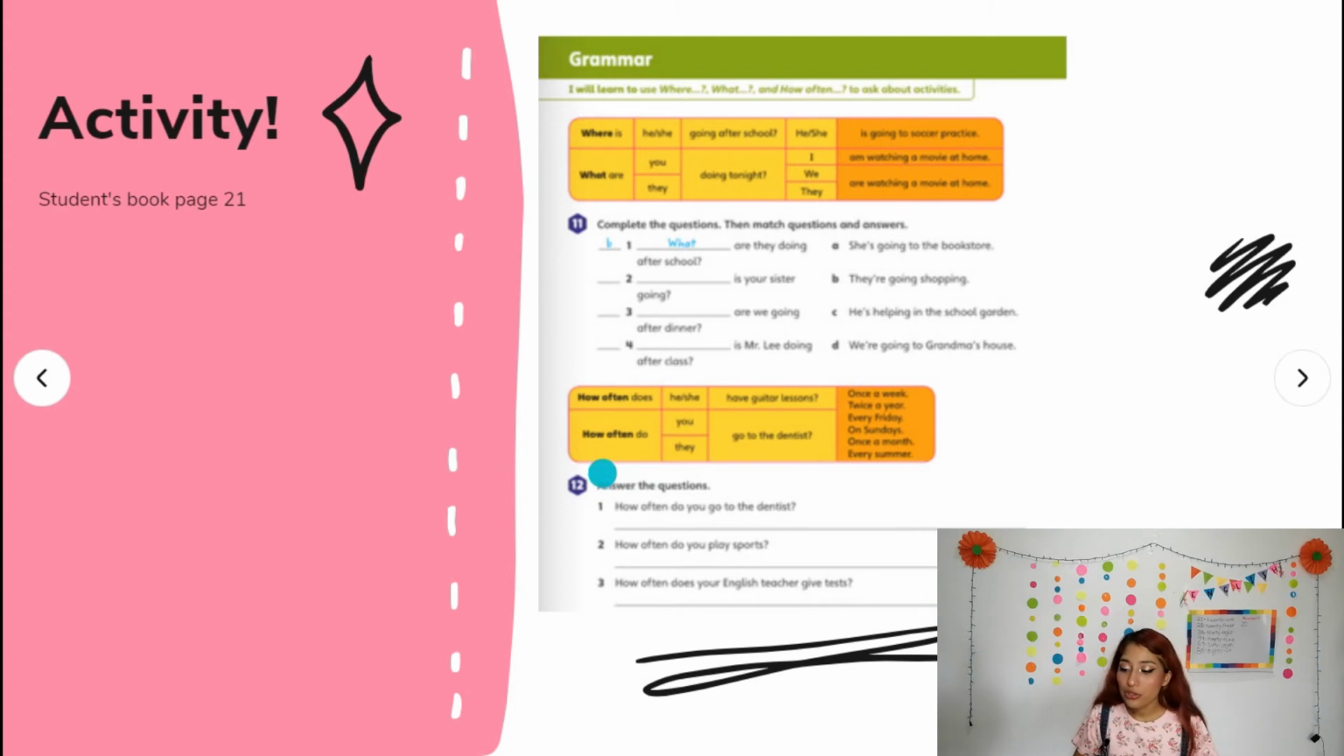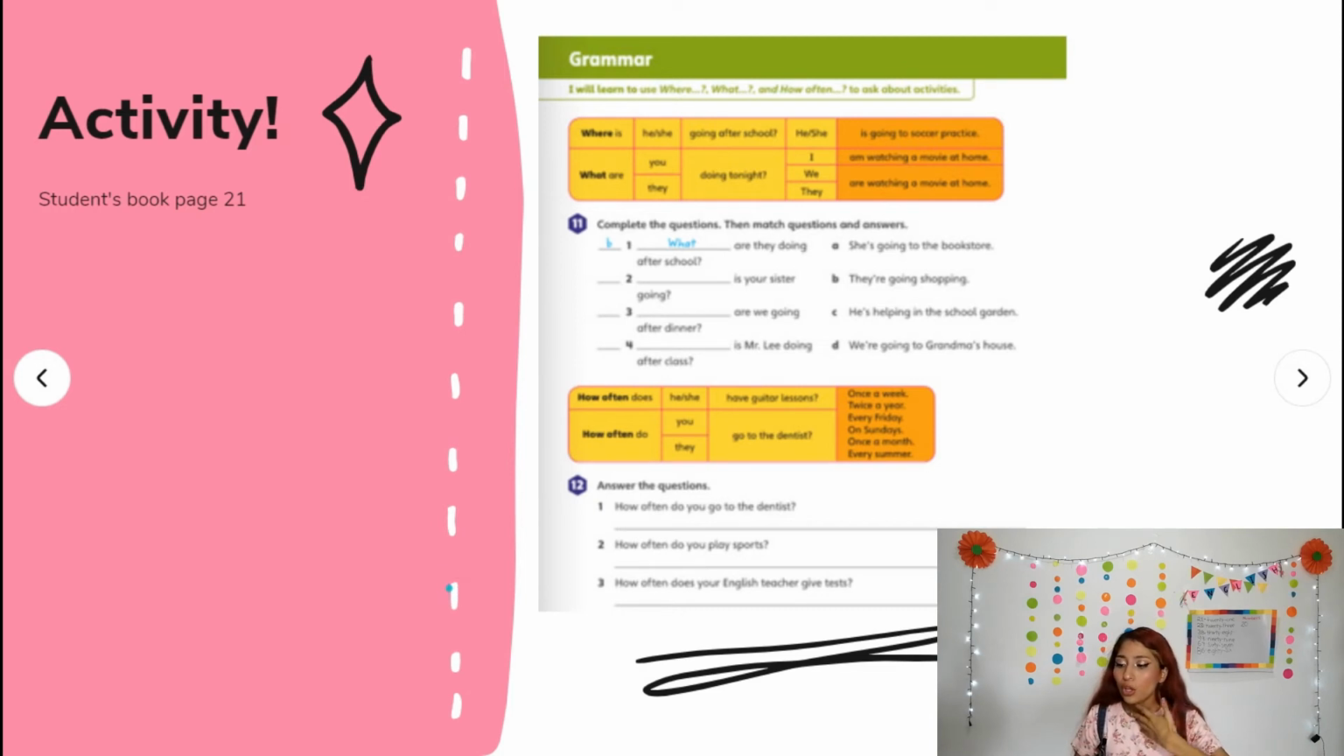So the next question says, how often do you go to the dentist? You can also say, I go to the dentist twice a year. Or, how often does she have guitar lessons? In my case, I would say I never take guitar lessons. So now activity 12 says, answer the questions.